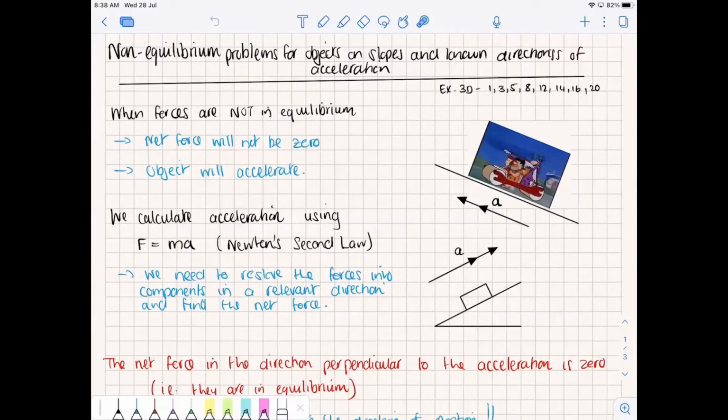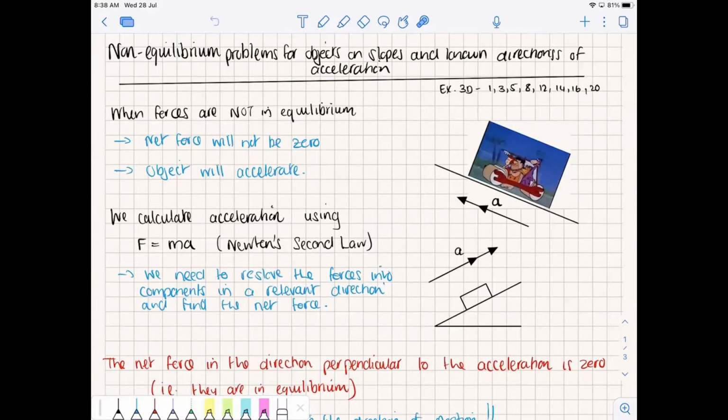So we are going to start today by stepping away from equilibrium problems, and we're now going to start looking at non-equilibrium problems, right? And we're going to start off by looking at objects on slopes and known directions of acceleration. Okay? So there's going to come a time in a few chapters' time where we will have to work out the direction of acceleration. For the time being, we know the direction of acceleration, and this is very important.